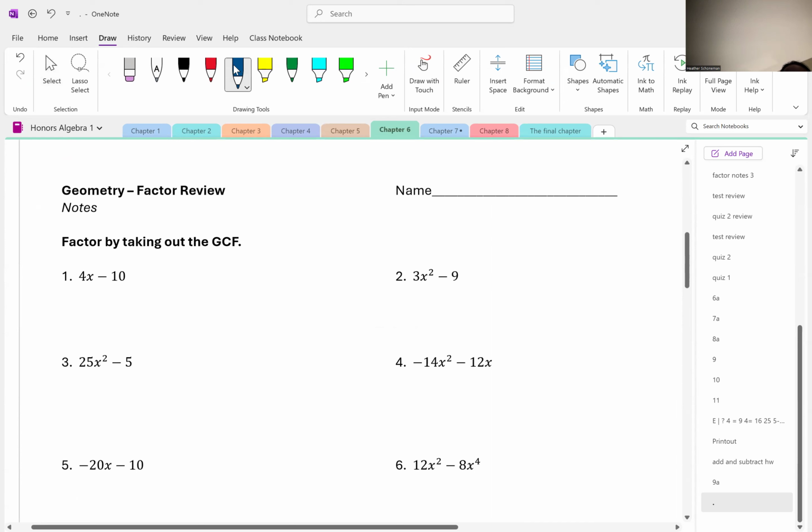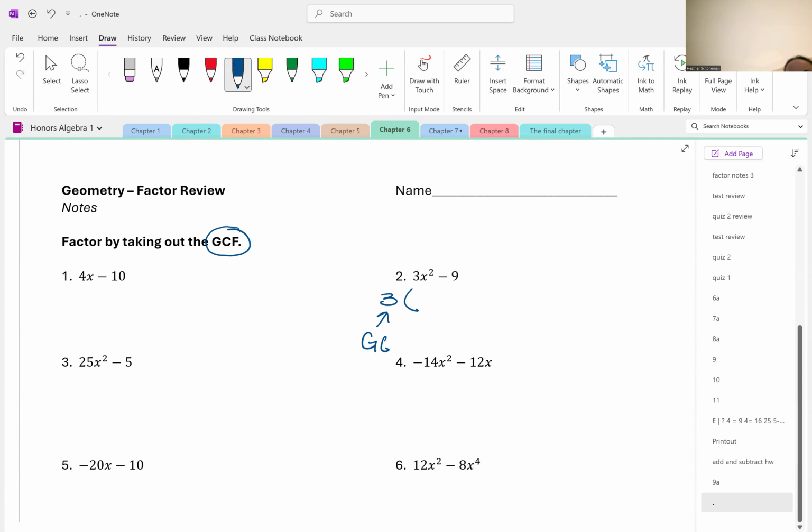So the first type of factoring we did was taking out the greatest common factor. If you look at example 2, the GCF is the largest number that you can divide both of them by, which in this case would be 3. So you write the GCF out here and then put a parentheses. 3x squared divided by 3 is x squared, minus 9 divided by 3 is 3. And there's your answer.